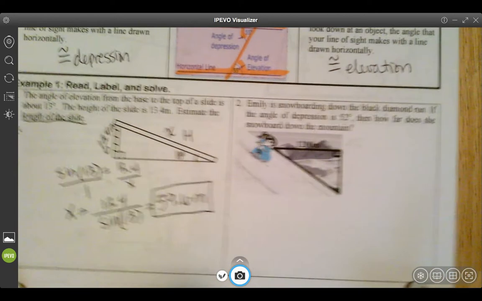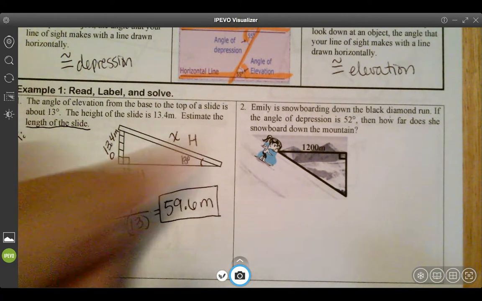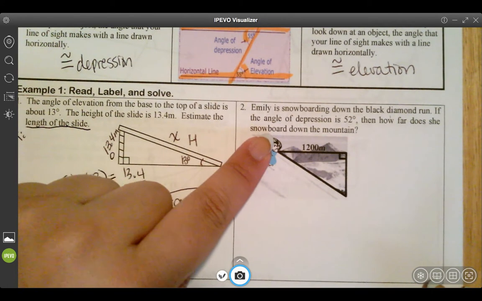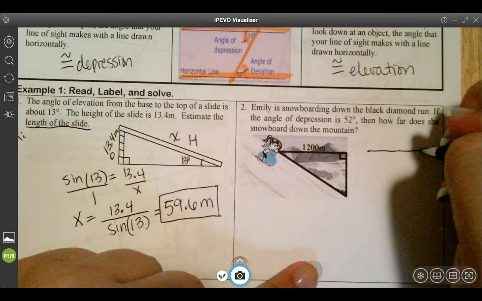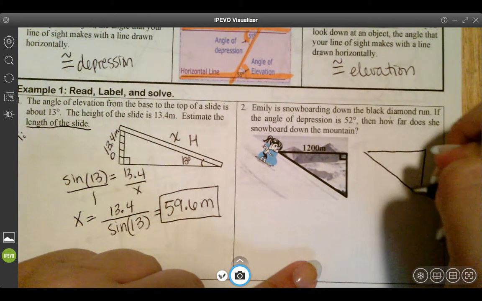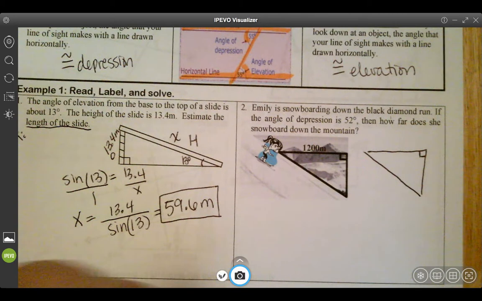In our next example, we're looking at snowboarding down a hill. The angle of depression is 52 degrees. How far does the snowboard go down the mountain? Well, I'm going to redraw this triangle so that I can label it clearly on my diagram. There's too much going on in the picture. It would be hard to read.